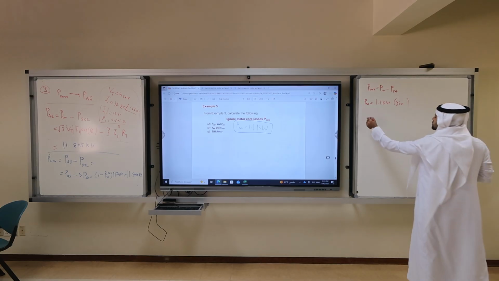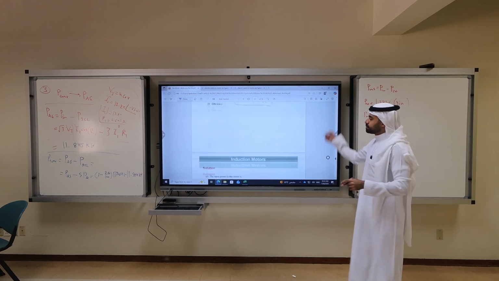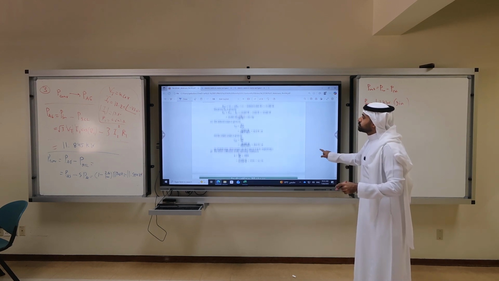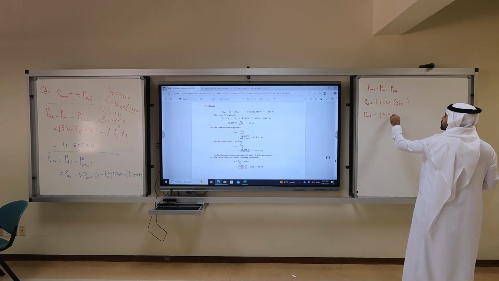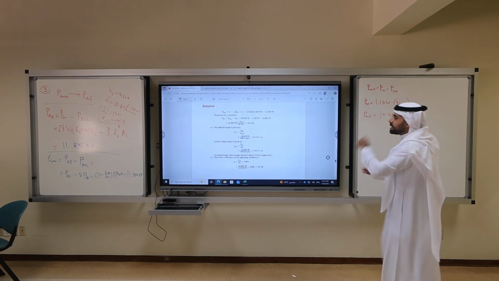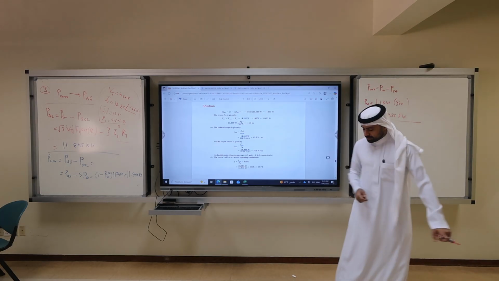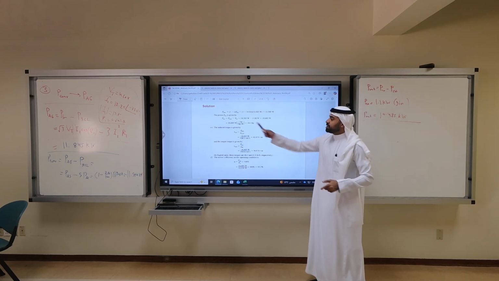So what is the output? It should be 11.485 kilowatt. Let me ask you a question. Is this rated or not? How much did I get? 14.1.